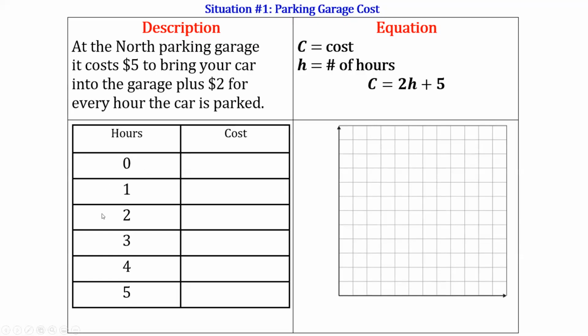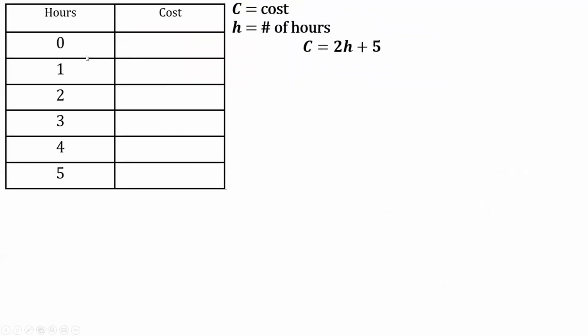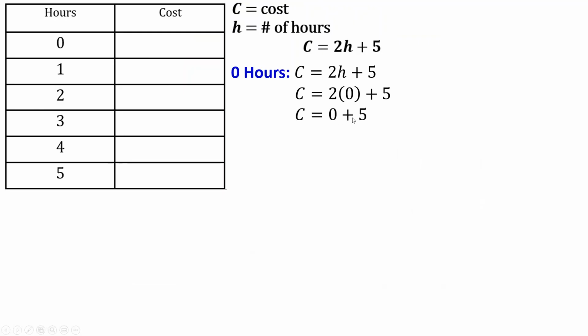Now that I know what I'm going to be plugging into my equation, I'm ready to do the work. Some of you can do this work in your head pretty easily, but in case you can't, let's show how to do the work. Since I'm plugging in these values, I'll start with 0 hours. For h, I'm going to plug in 0. So I'm going to have c equals 2 times 0 plus 5. We all know that 2 times 0 is 0, and 0 plus 5 is simply 5.